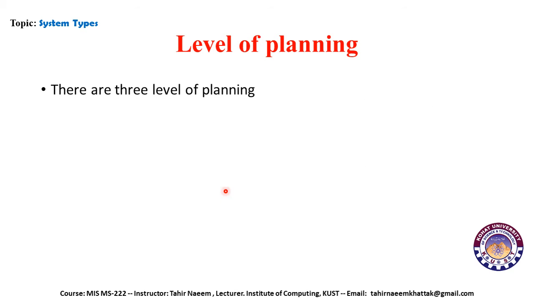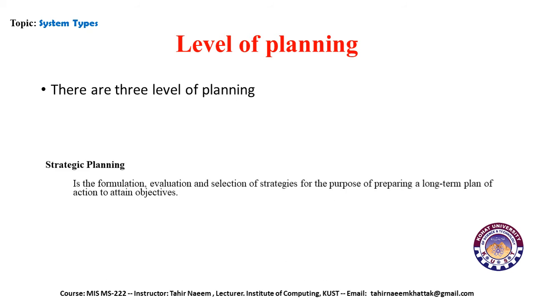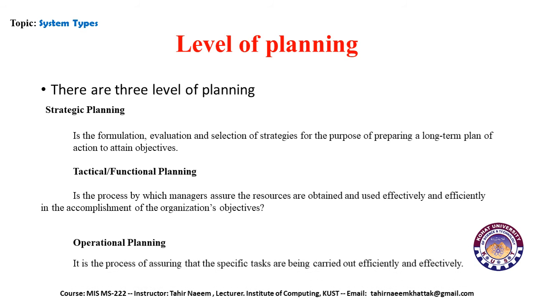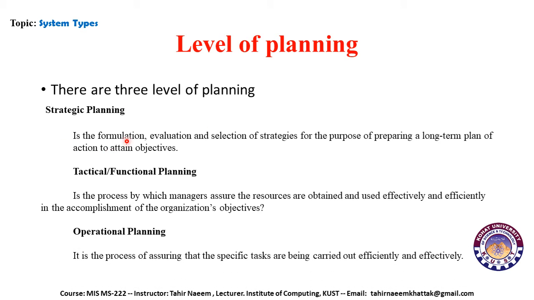Levels of planning. Basically, planning can be classified into different levels, and it can be broadly divided into three levels, namely strategic planning, tactical planning and operational planning. Strategic planning is the formulation, evaluation and selection of strategies for the purpose of preparing a long-term plan of action to attain objectives. Strategic planning is basically done for the long term to achieve the objectives.